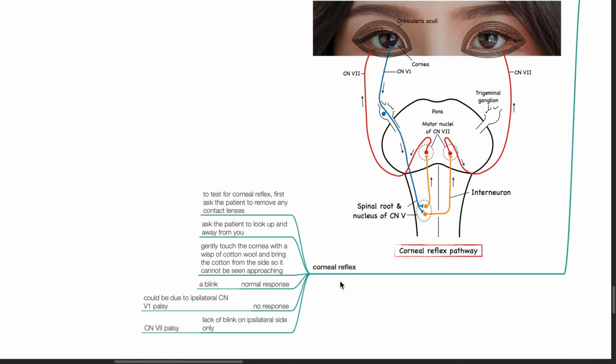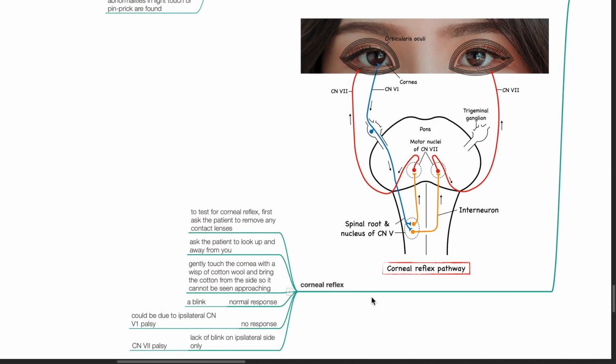The corneal reflex. To test for the corneal reflex, first ask the patient to remove any contact lenses. Ask the patient to look up and away from you. Gently touch the cornea with a wisp of cotton wool and bring the cotton from the side so that it cannot be seen approaching. A normal response is a blink. When there is no response, this could be due to ipsilateral cranial nerve V1 palsy. If there is lack of blink on the ipsilateral side only, this could mean that there is a cranial nerve 7 palsy.